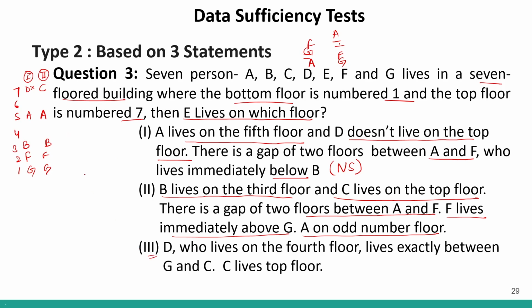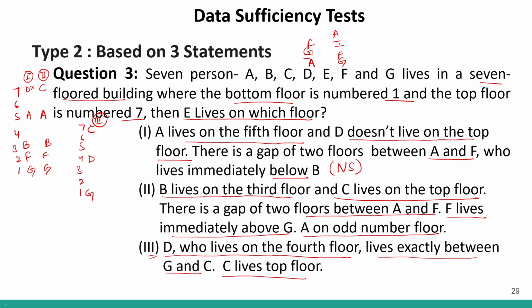Now, statement 3. So I am writing it over here. 1, 2, 3, 4, 5, 6, 7. This is from statement 3. Statement 3 says that D lives on the 4th floor. So D comes over here. Correct? D lives on the 4th floor, lives exactly between G and C. So between G and C, D lives. Okay? And C lives on the top floor, that means G will live over here. So this much information I can find from statement number 3.